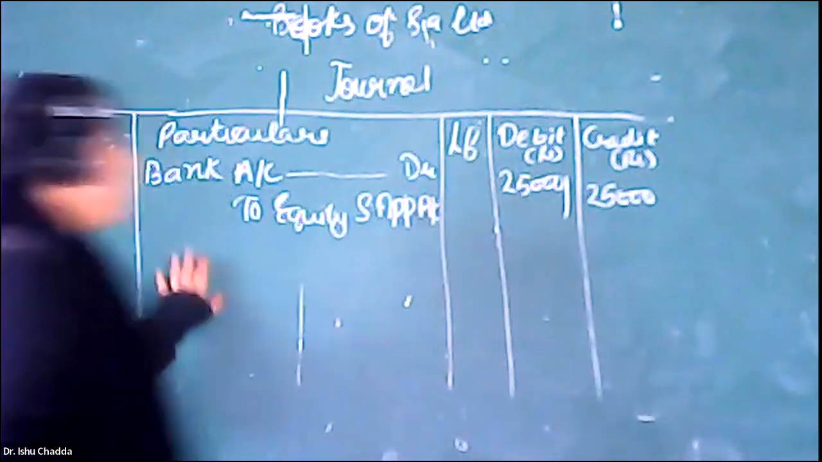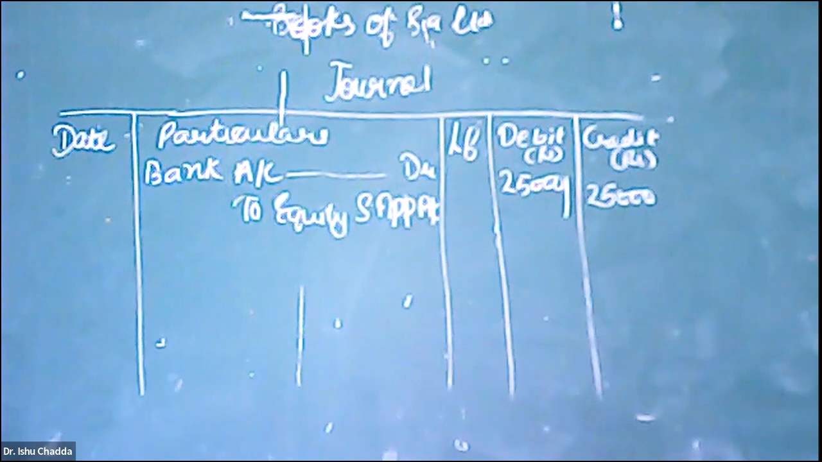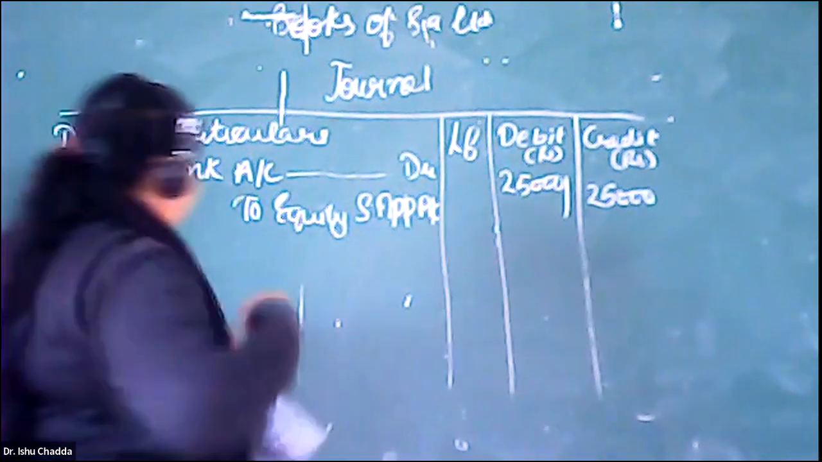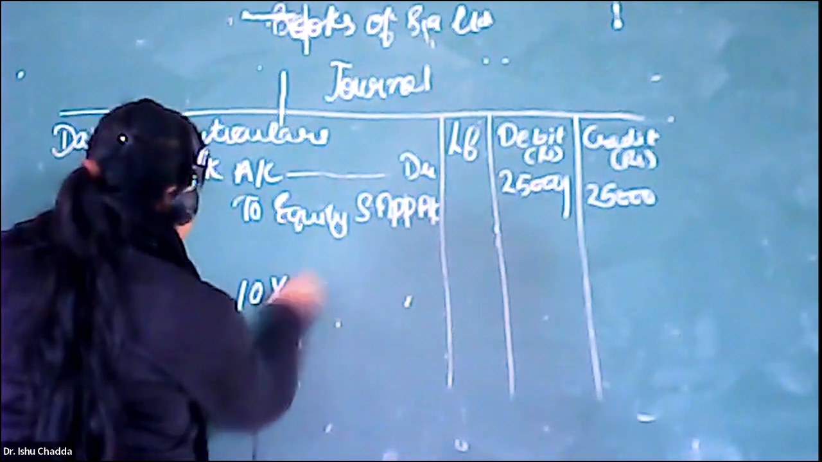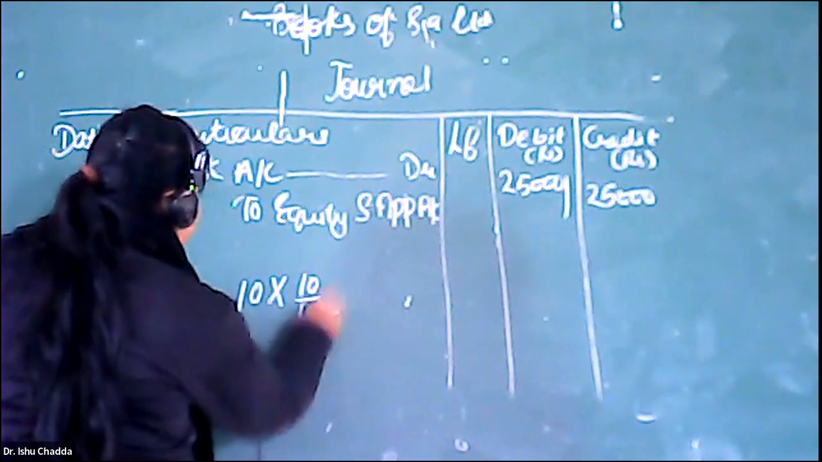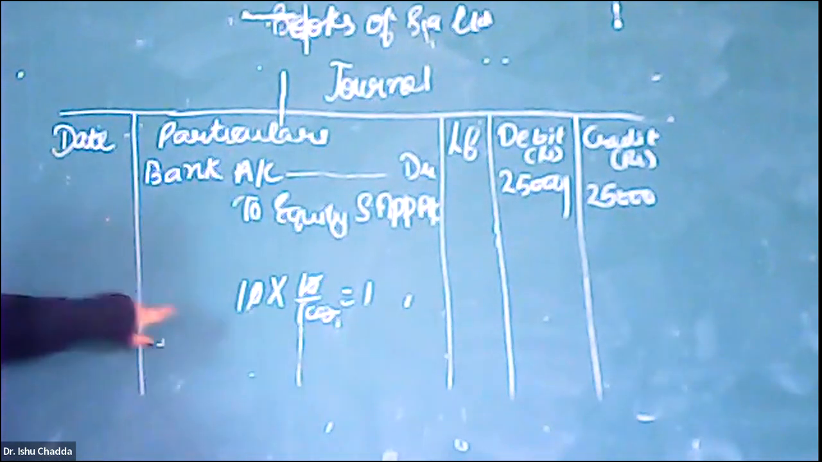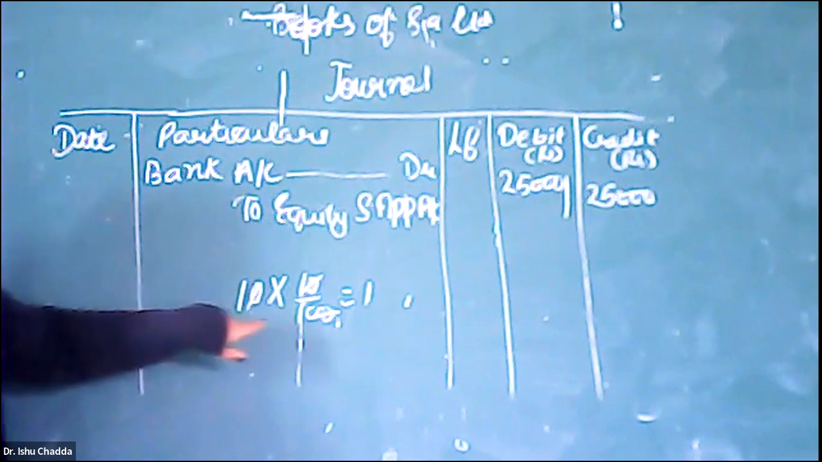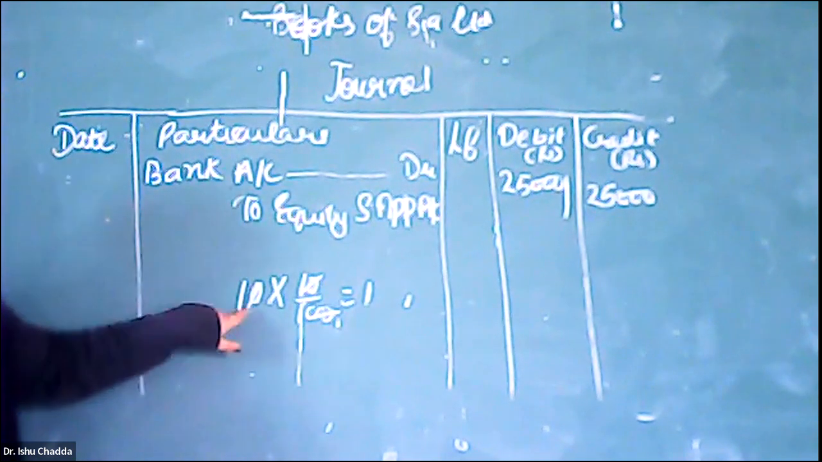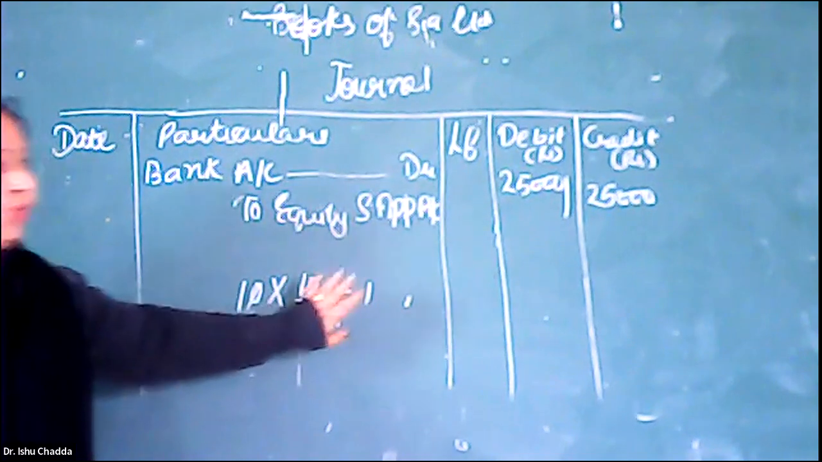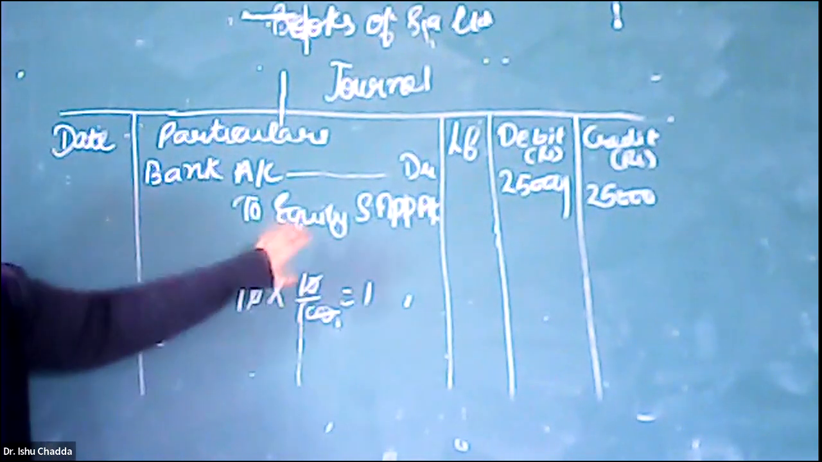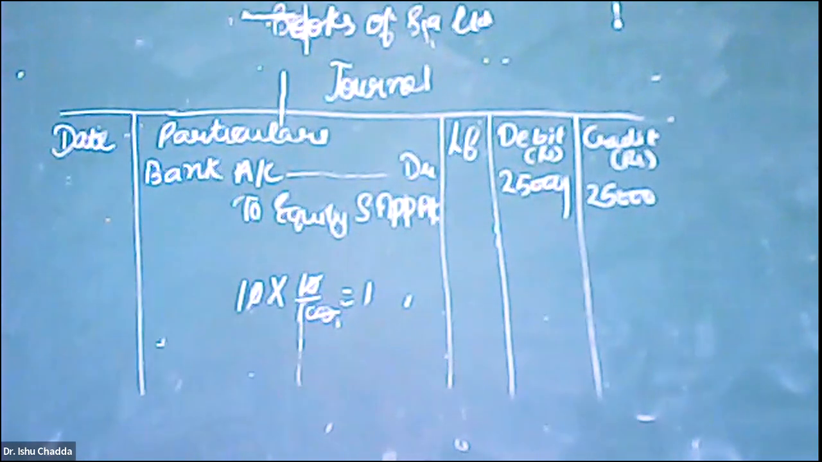You have to write here that the application money was received on 25,000 equity shares at rupees 1, because the share price is rupees 10 and 10% on application is rupees 1. They have told us that they will take 10% of rupees 10 at the time of application, that is rupees 1. So bank account debit to share application with 25,000 into 1.